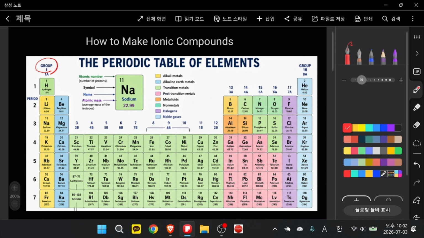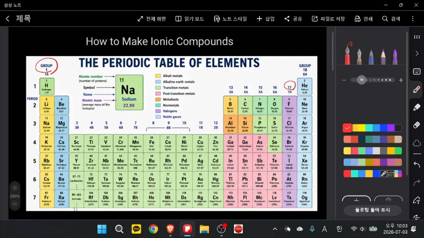On the other hand, elements in group 17, also known as the halogens, have 7 electrons in their outermost energy level. They need one more electron to have a full outer shell, so they tend to gain one electron. When they gain an electron, they become negative ions, called anions.